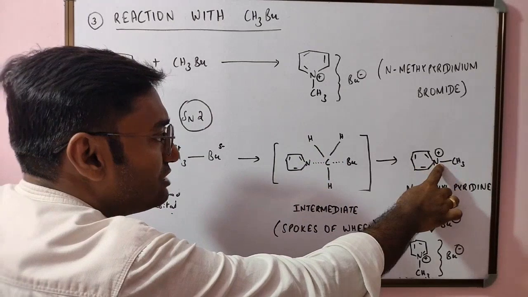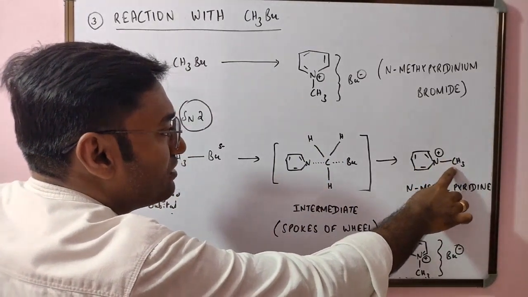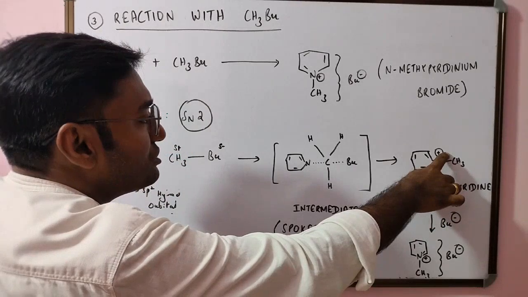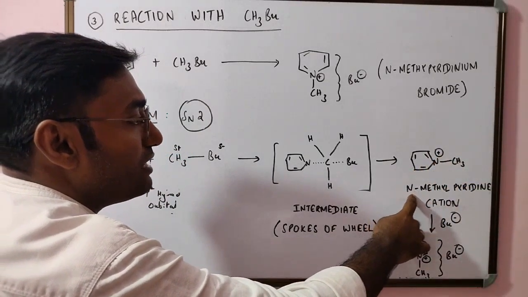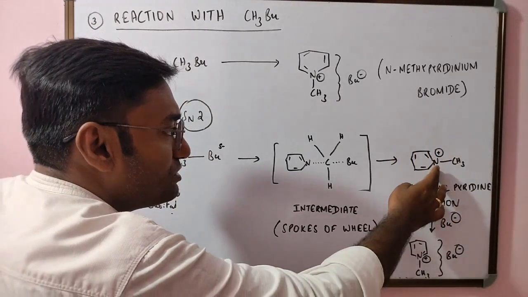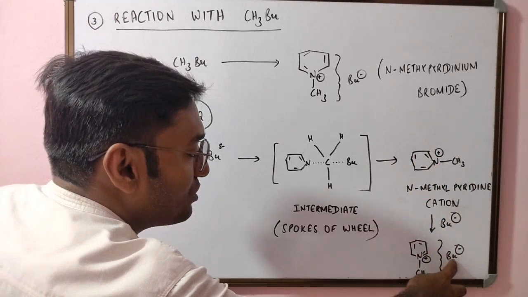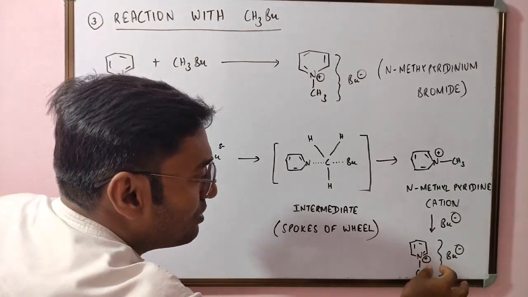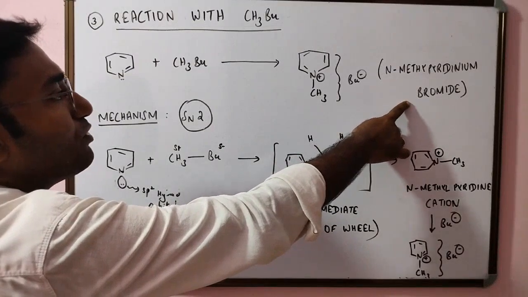Because the nitrogen has donated its lone pair of electrons completely to the carbon in a coordinate covalent bond, the nitrogen gets a positive charge and the result is the formation of an N-methyl pyridine cation. In the next step, the positively charged nitrogen attracts the negatively charged bromine towards itself and forms an ionic bond, resulting in the formation of N-methyl pyridinium bromide.